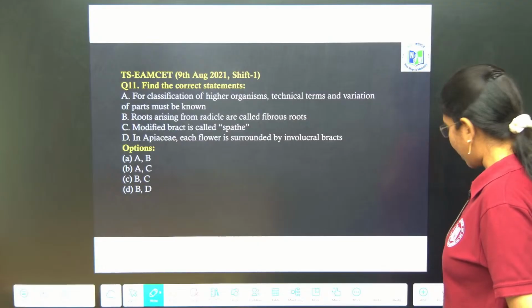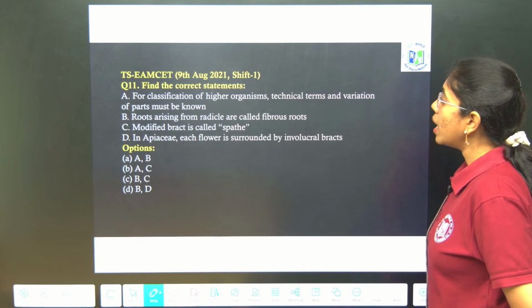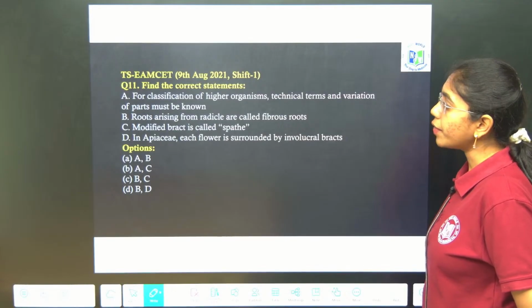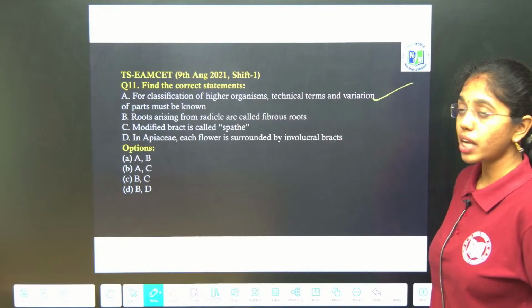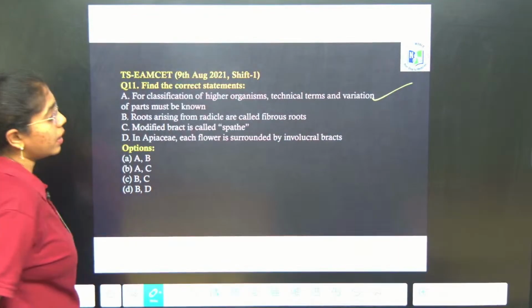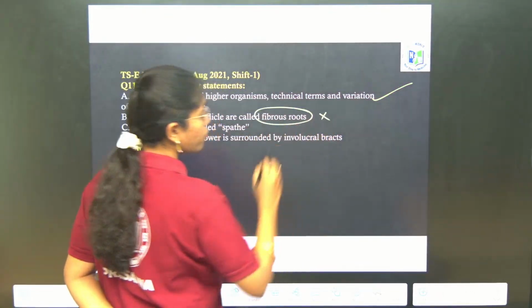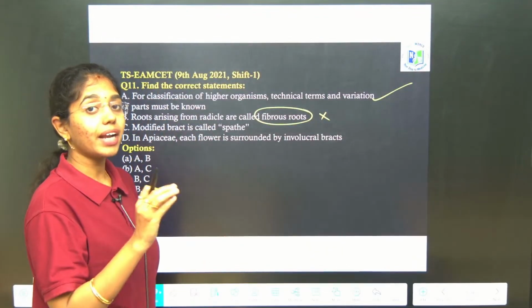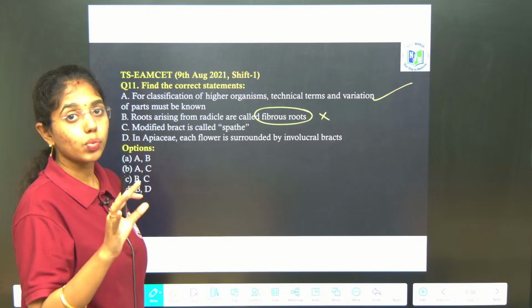Find the correct statements for classification of higher organism. Technical terms and variation of parts must be known. True. Roots arising from radicle are called as fibrous roots. Wrong, because in fibrous root what happens? Radicle is short lived and from the base of the stems many roots will arise.